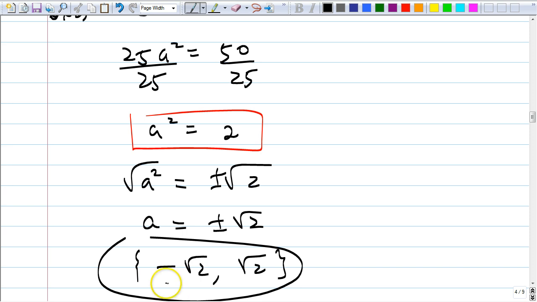What about negative square root of 2 times negative square root of 2? What's negative times negative? Positive. What is root 2 times root 2 again? The square root of 2 squared, which is 2. You see how it works out? Does that make sense? Okay, there are 2 solutions. Whenever you have a perfect square equals a number, you get 2 solutions, okay? And of course, the number has to be positive.